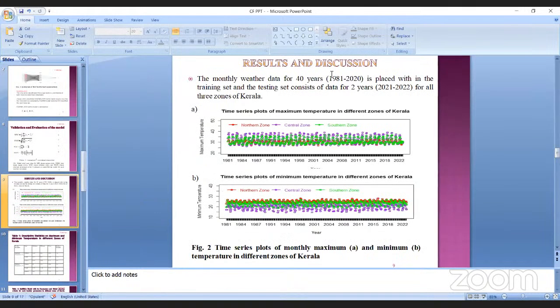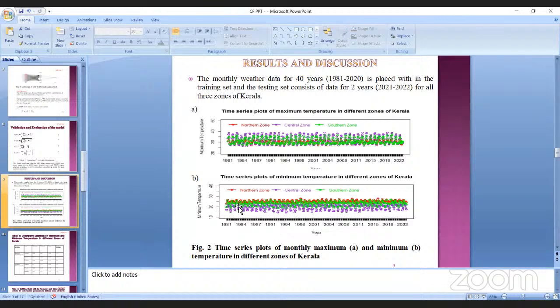Next is result and discussion. The whole data is divided into two sets. The 40 years, 1981 to 2020, were placed in the training set, and the testing set consists of 2 years, 2021 to 2022. From this data we can clearly understand that the range of the maximum temperature is highest in the central zone. The blue color indicates the central zone, the green color indicates the southern zone, that is the second, and the red color indicates the northern zone. It is moving in a fluctuating manner over the years, and we can see that the range is almost touching 25 to, and it is not crossing 40. I'm telling this because after the forecasting, we can see that some changes happen.